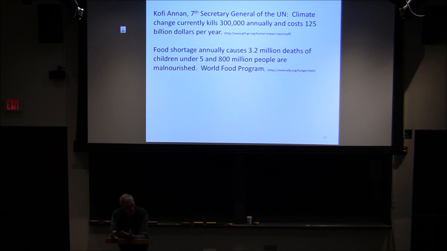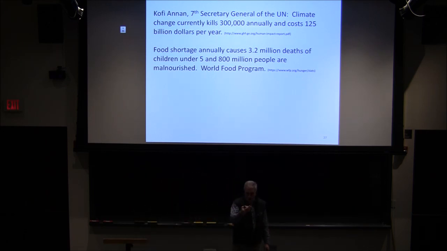So these are events already, probably, of the scale of global conflicts in terms of how many people get killed. He also estimates $125 billion of damages. We can talk about all of this later. I'm suspicious of all of these numbers. It's also known that food shortages kill a lot of people, right? 3.2 million deaths of children under 5 and 800 million people malnourished. Those numbers are a lot more believable. But those are also getting better, incidentally. Extreme poverty is being reduced through time, not increasing. It's being reduced rapidly.